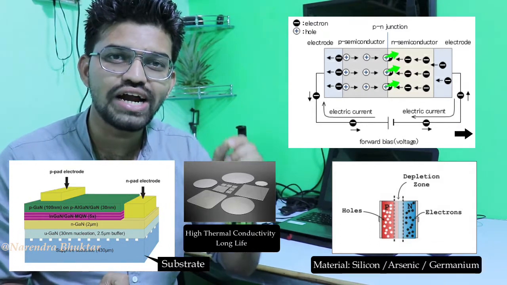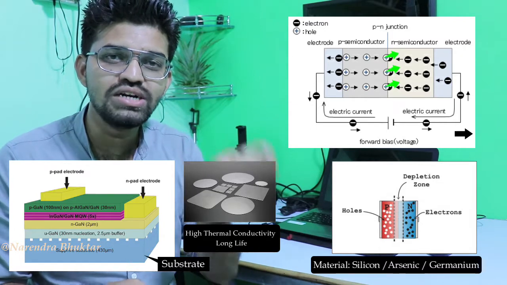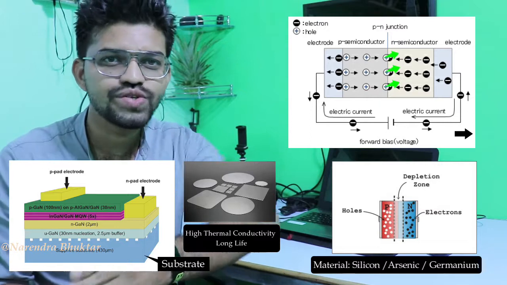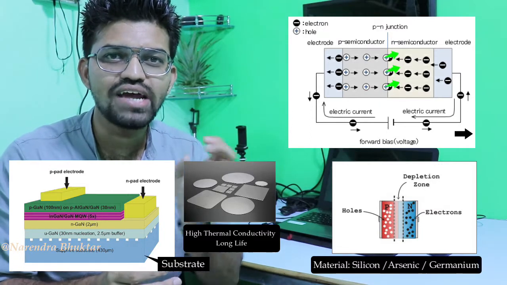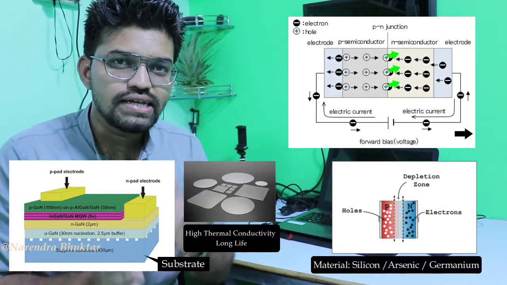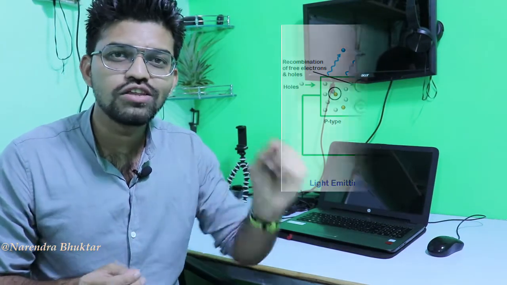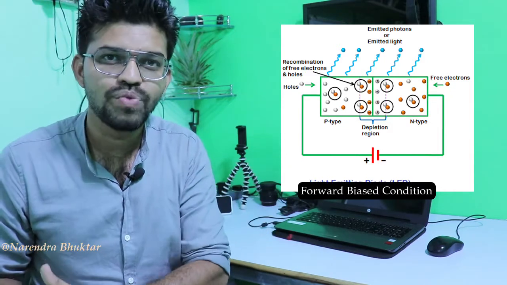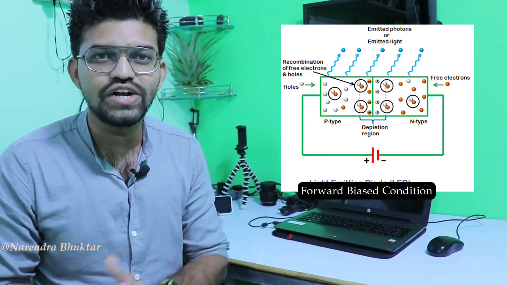The free electrons in the PN junction emit light in the form of photons, so it is known as the light emitting diode. Guys, this particular light emitting diode, LED, only works when the diode is in forward bias. When it is reverse bias, it won't work.